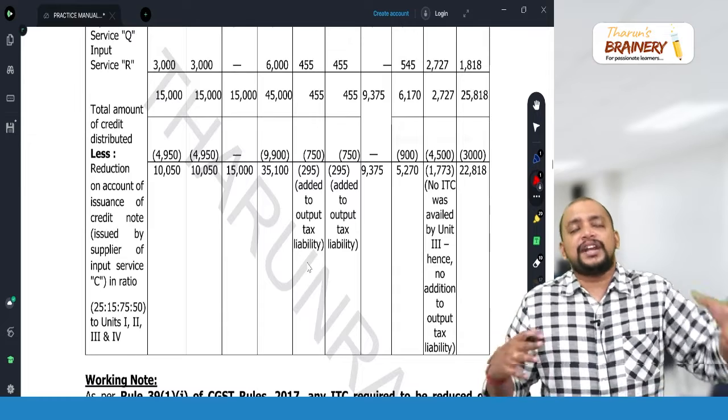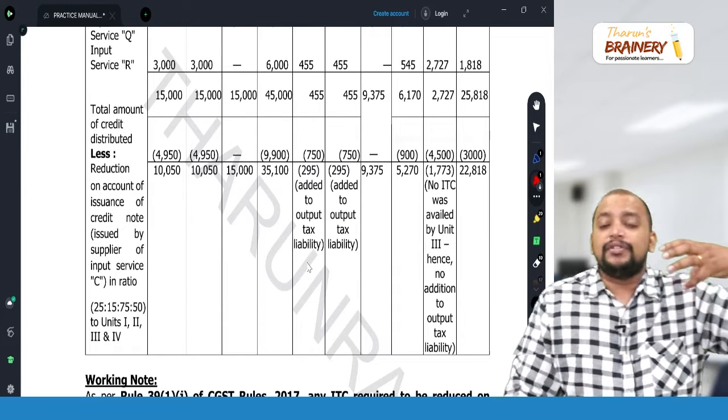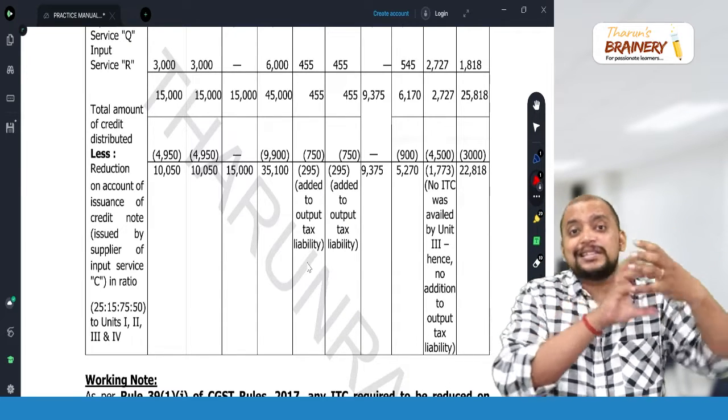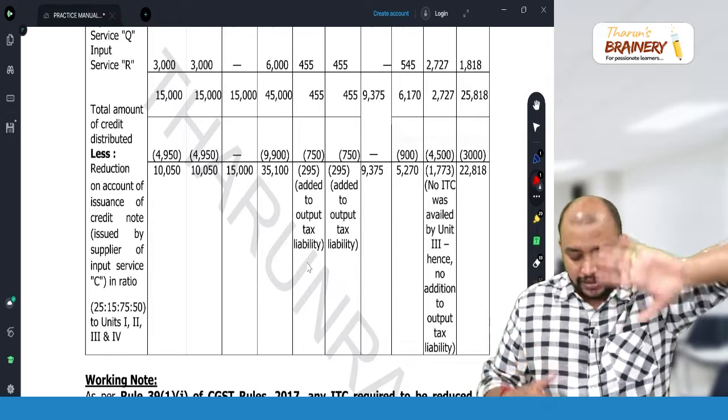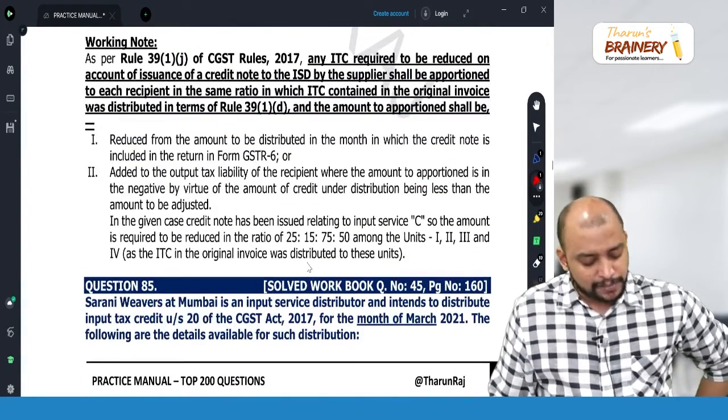Remember, whenever we have input tax credit and we do the reversal, if that balance is there, it will come down. If not, it will be added to the liability. So that is with respect to this question here.